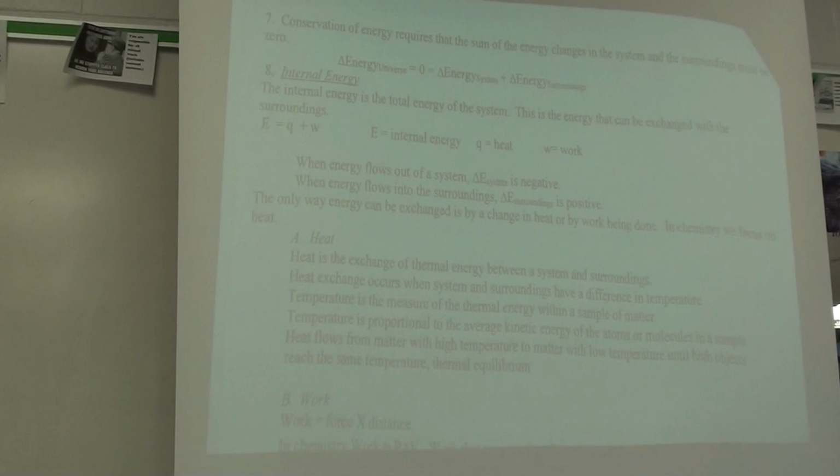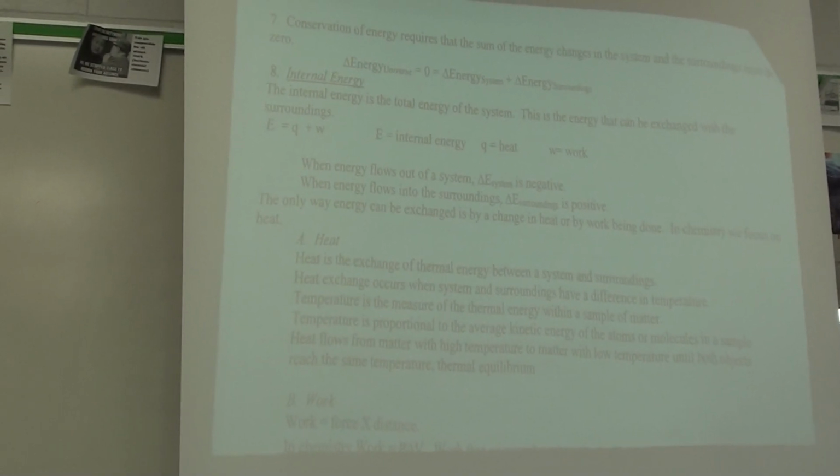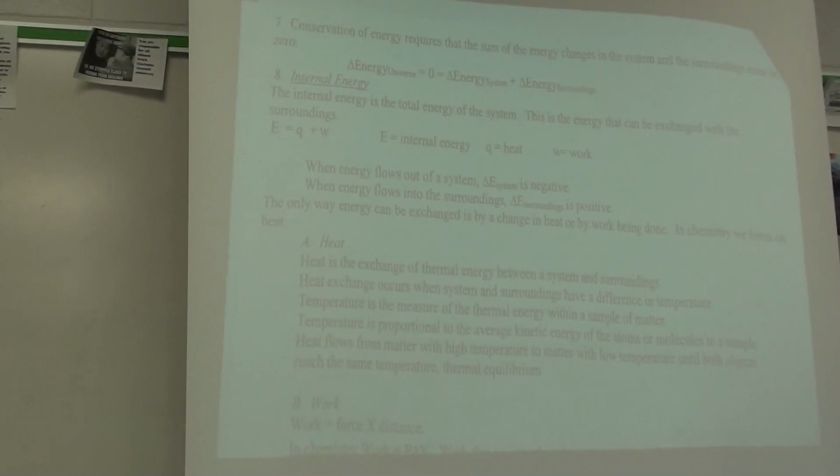When does it stop? When 2 things reach thermal equilibrium. When the 2 objects reach the same temperature. Thermal equilibrium. Now, you can see by that example that you have to have a lot of other things to think about, like mass for one thing.